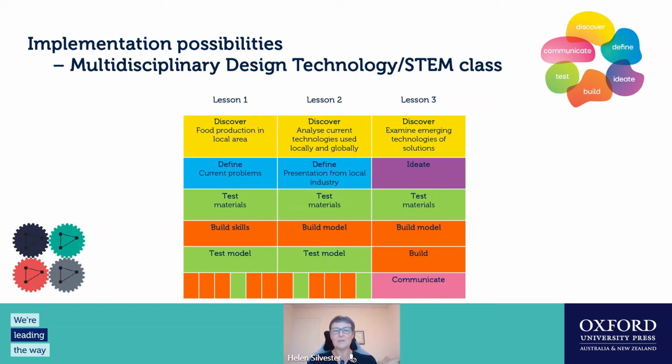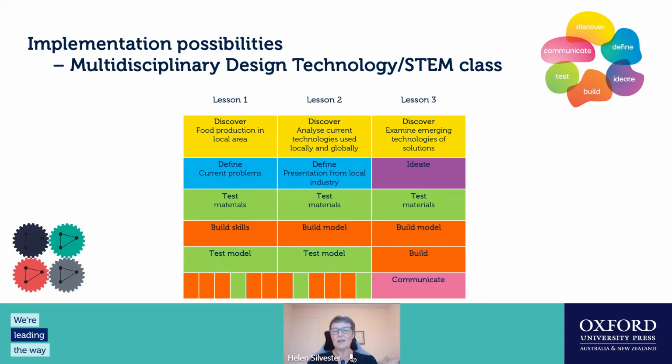So if you're in a STEM class or if you're in a design technology class, you might look at food production in the local area at the same time that humanities might be studying it. So the geography teachers might be talking about food sustainability approach. You might look at the current technologies that are available in the local areas. You might look at emerging technologies as solutions. Now, these are all key things that are in the design technology curriculum at Year 9. Then you start going through your design cycle. So let's define the problem from a number of people's points of view.